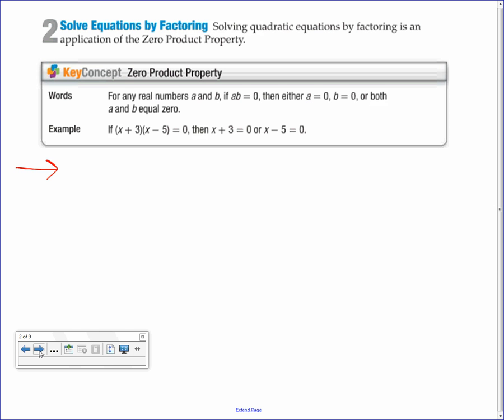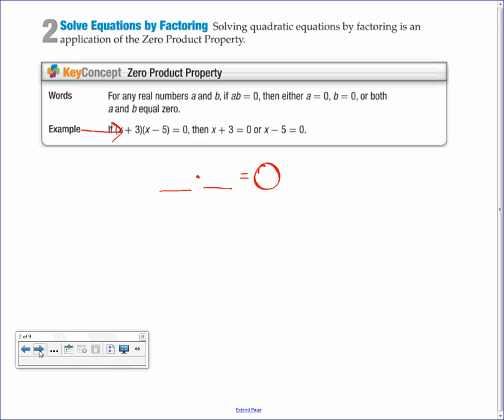Alright, the first thing we need to talk about is the zero product property. If I were to give you two numbers, let's just say I give you this number times this number, and I tell you that it's equal to 0, then you know that either our first number has to be 0 or our second number has to be 0. Both of them could be 0, it's the same number, but one of the two numbers would have to be 0 to get 0 as an answer. That's how the zero product property works.